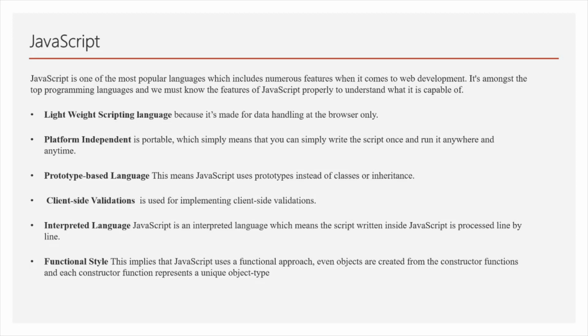JavaScript is an interpreted language, which means that a script written in JavaScript is processed line by line. It has a functional style, which implies a functional approach. Even objects are created from constructor functions, and each constructor function represents a unique object type.